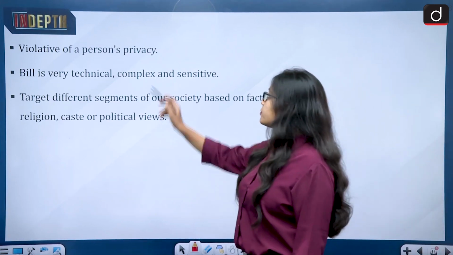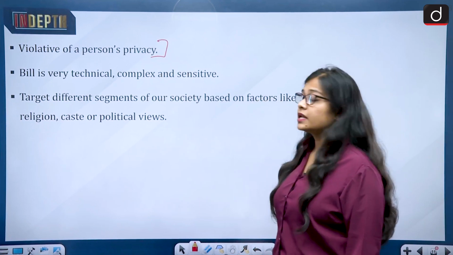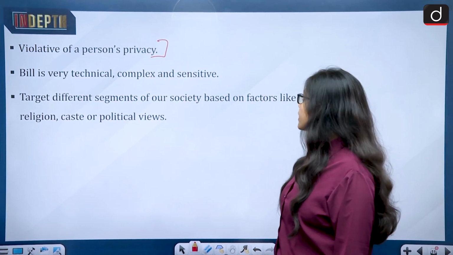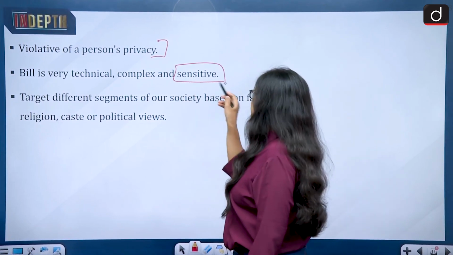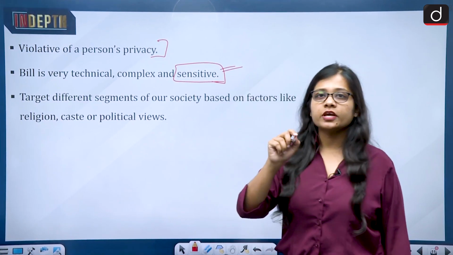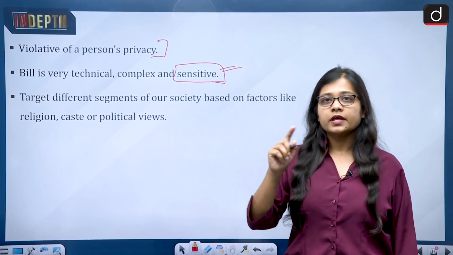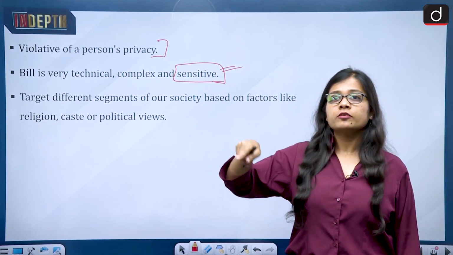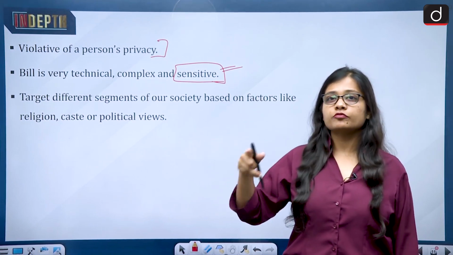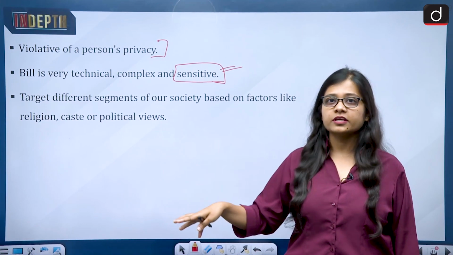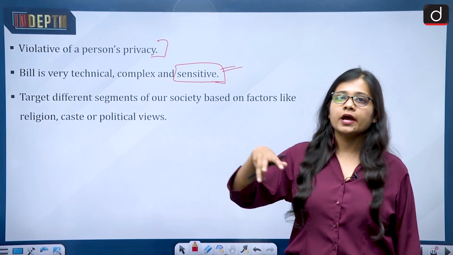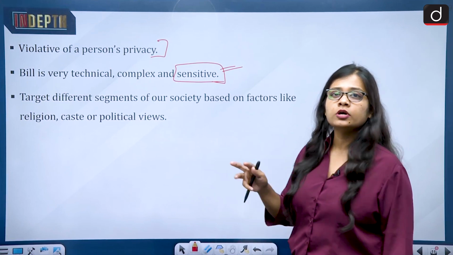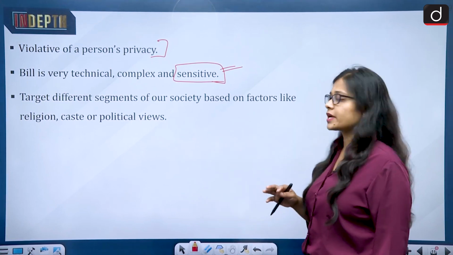Then it is violative of a person's privacy, and the bill is very technical, complex and sensitive. Because if the information goes out, then it is not that one person's information would be revealed. From one DNA, we can actually take out information about many other things and many other aspects also, and also about the persons related to the person whose DNA has been extracted.